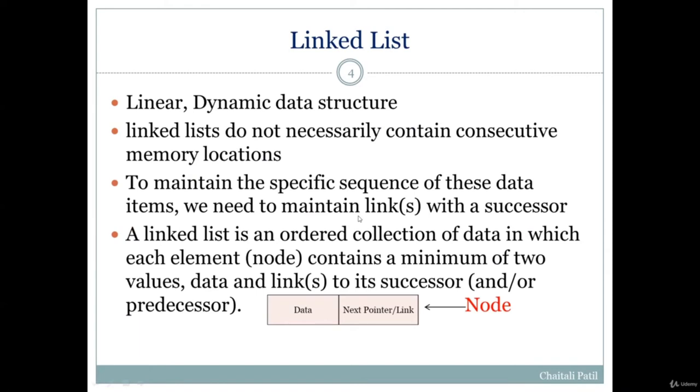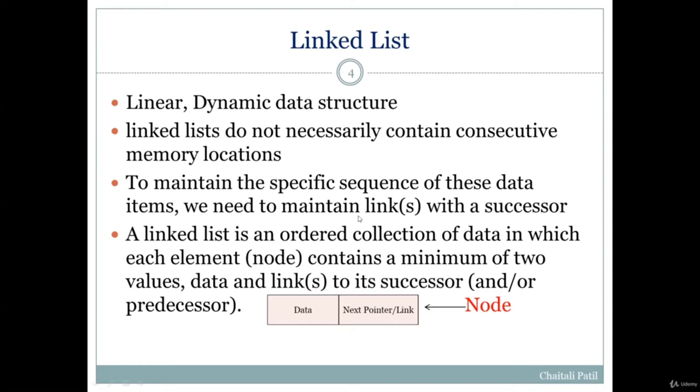Linked lists do not necessarily contain consecutive memory locations. Linked list is a linear data structure. It has a unique successor and unique predecessor, but the nodes can be stored anywhere in the memory, and all these nodes are linked one after another. That's why the name is linked list. To maintain a specific sequence of these data items, we need to maintain a link with a successor.